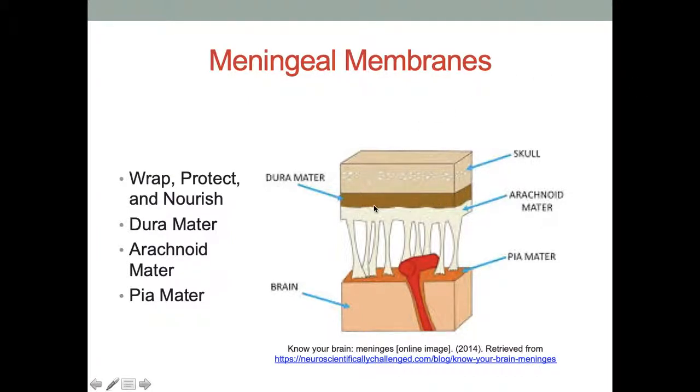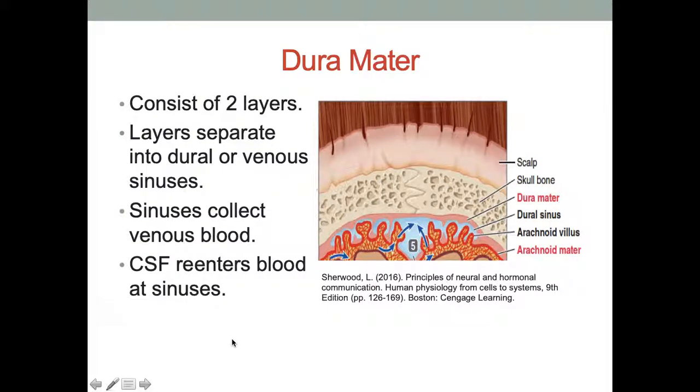The dark brown area represents the dura mater. The white area here with the cross links is your arachnoid mater, and then the orange little sheath that's connected and directly contacting the brain in this picture is your pia mater. Okay, so we're going to look at each membrane separately in some detail. We're going to start with the outer layer and work our way in.